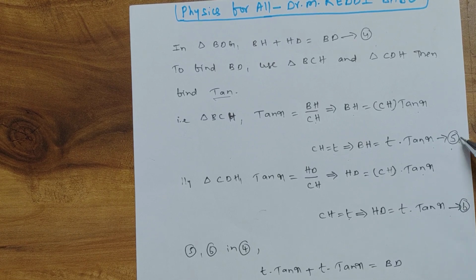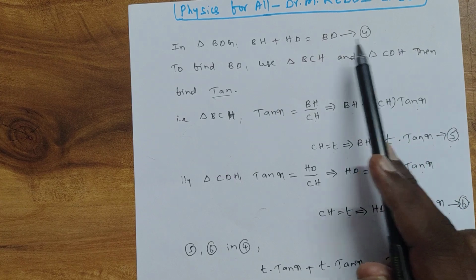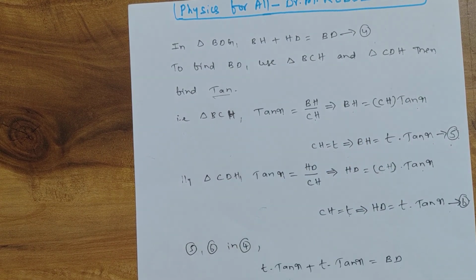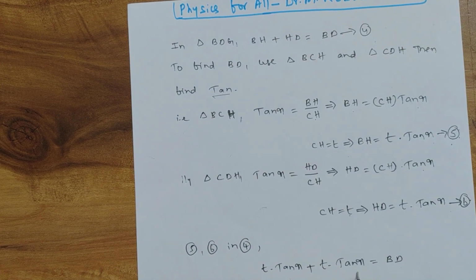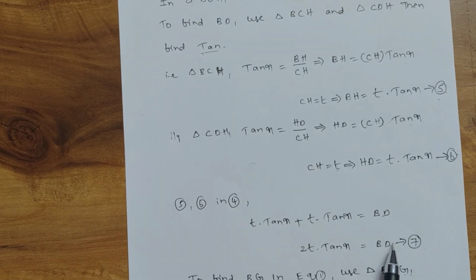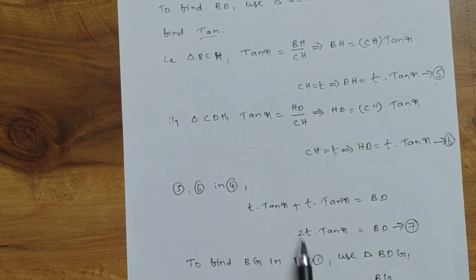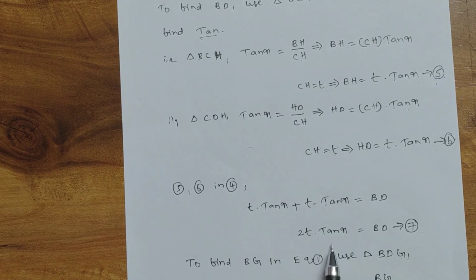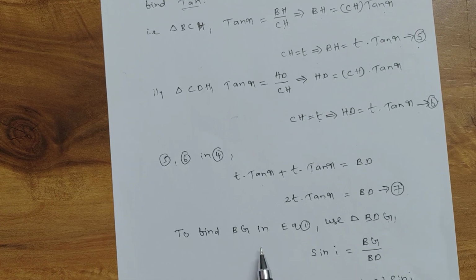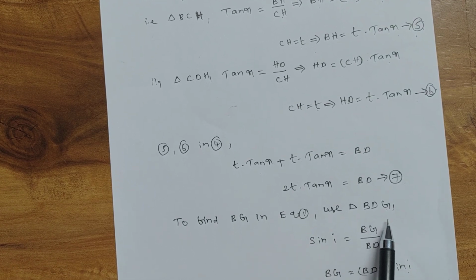Now we have to substitute the 5th and 6th equations in equation number 4, and we can get the length of BD in triangle BDG. Therefore, t into tan r plus t into tan r is equal to BD. Now this t tan r and t tan r are added with each other, and 2t tan r is equal to BD, equation number 7.